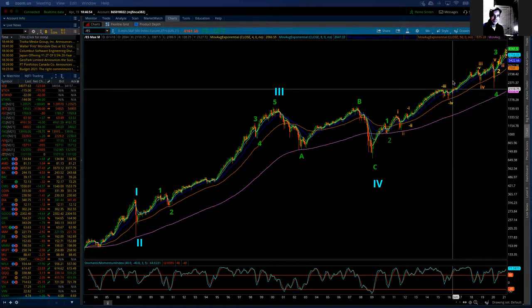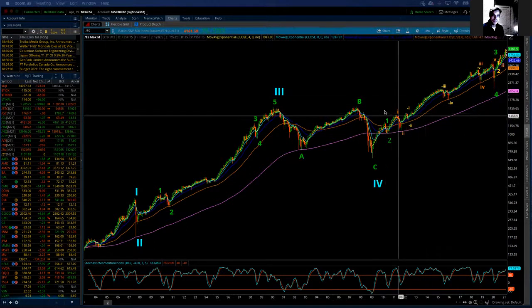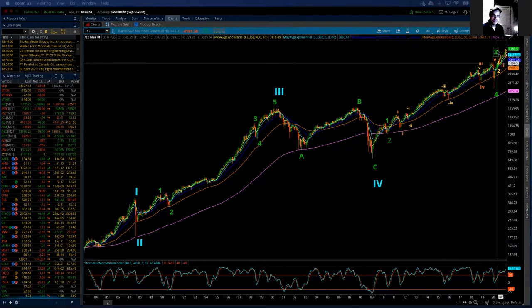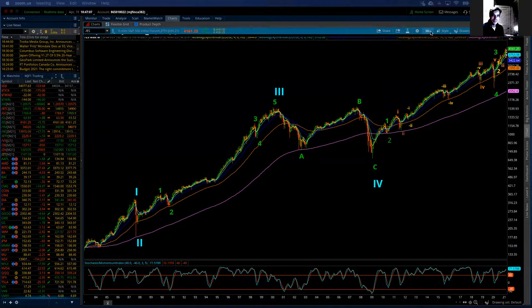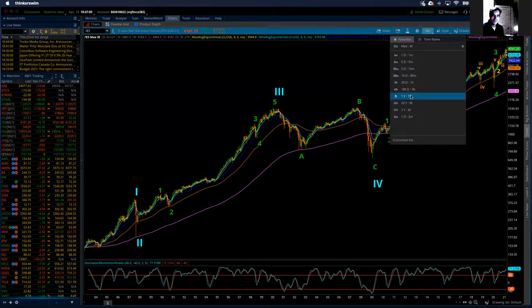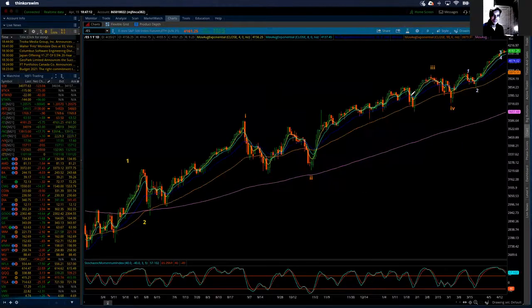Now, within the primary degree count, we have finished waves 1, 2, 3, and 4. Now from there, we're in a primary 5th wave up. And within that primary 5th wave up, we have finished intermediate waves 1 and 2 and are in the end stages of intermediate wave 3. So we're looking for intermediate wave 3 to complete pretty much in the areas that we have been trading in, possibly a little higher.